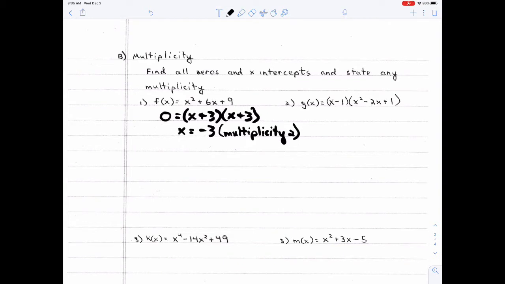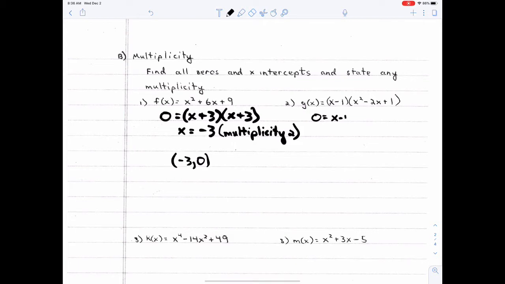Here, number 2. I've already factored it partially for you. Oh, by the way, on number 1, I forgot the x-intercept. The x-intercept is going to be (-3, 0). Only one x-intercept. All right. Because you can't be at the same point twice.